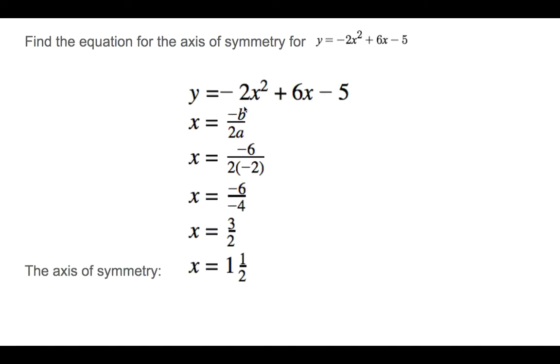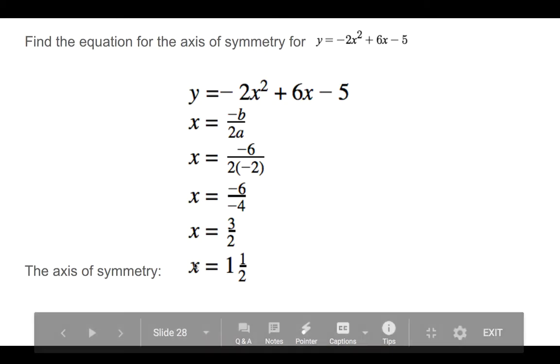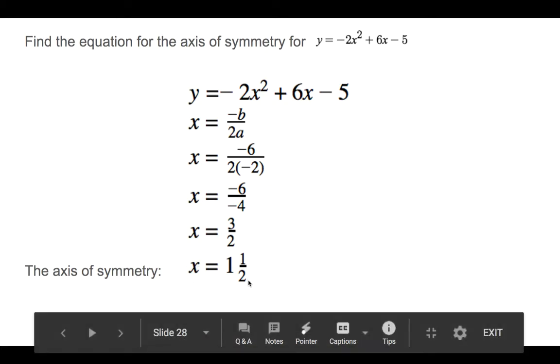So here it is. I'm going to use x equals -b over 2a, same thing I used to get the vertex. I throw in -6, because that's -b, over 2a, which is 2 times -2, and I get -6 divided by -4, which reduces to 3/2, or 1.5. Now I still have x equals 1.5. Don't tell me the axis of symmetry is 1.5. The axis of symmetry has an equation, and the equation is x equals 1.5. It's important that you write the x equals in there.